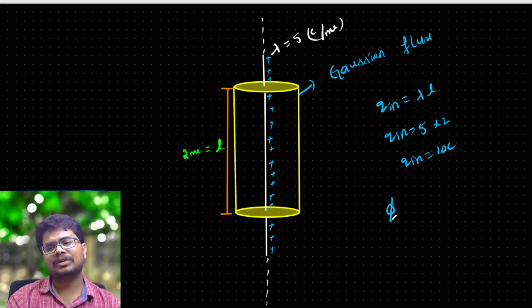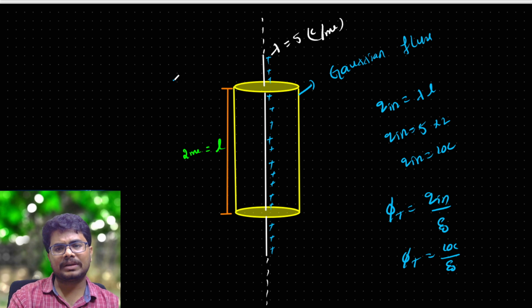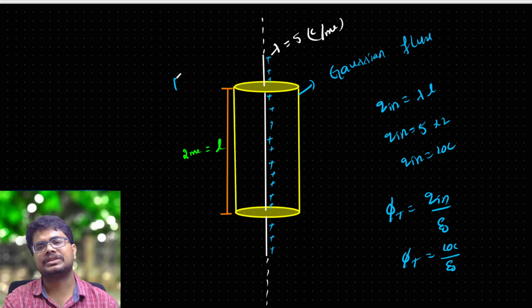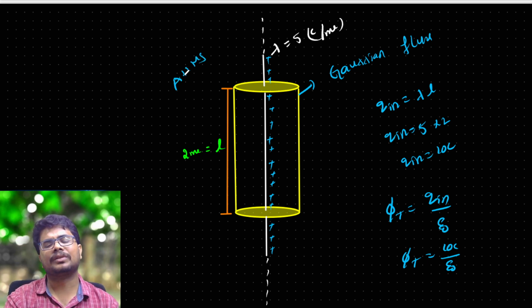So flux total equals what you can write in this case? Q in by epsilon naught, sir. Q in by epsilon naught. So flux total equals, with the Q in value in this case, 10 coulomb by epsilon naught, which we can write. This similar question I think they asked in AIIMS exam or NEET exam, I don't know. Medical entrance only they asked. Check it carefully. Very good question.